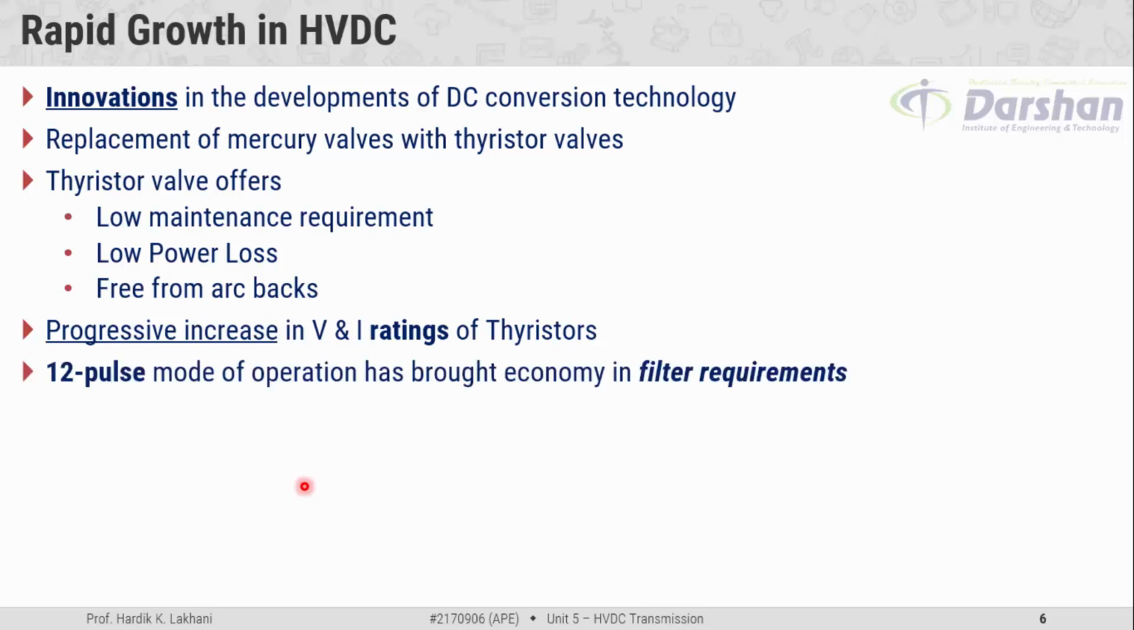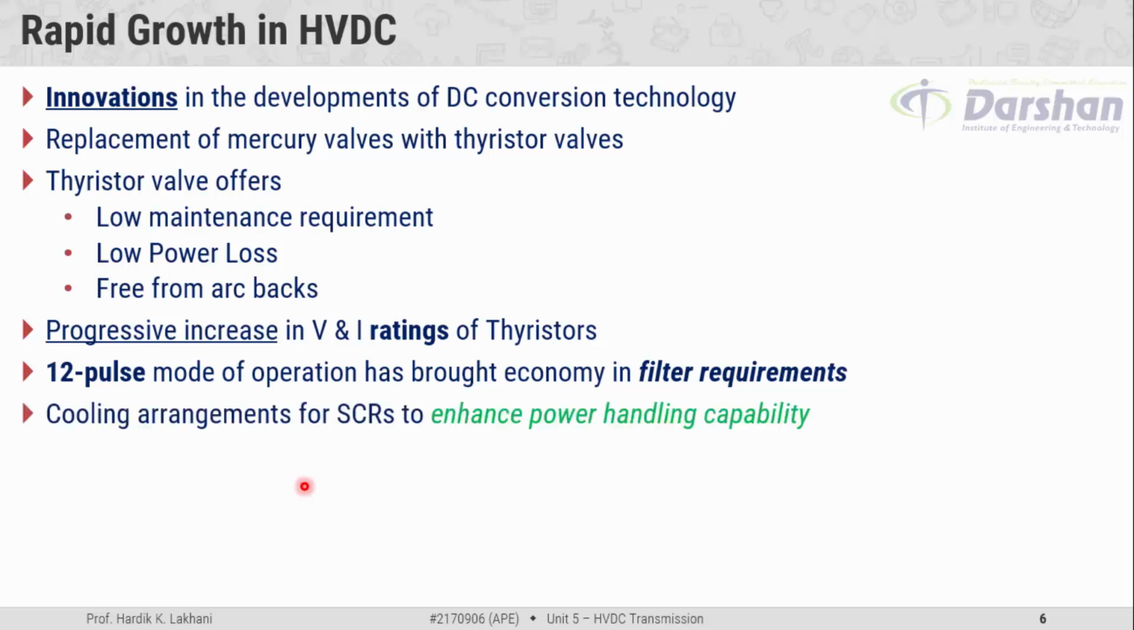12 pulse mode of operation has brought economy in the filter requirements. In the multipulse converter unit, we understood that compared to the 6 pulse converter, in the 12 pulse converter harmonic generation in the source current is very less, and because of that there is no need to design the filter for those harmonics. Hence we can consider it as an economic benefit.